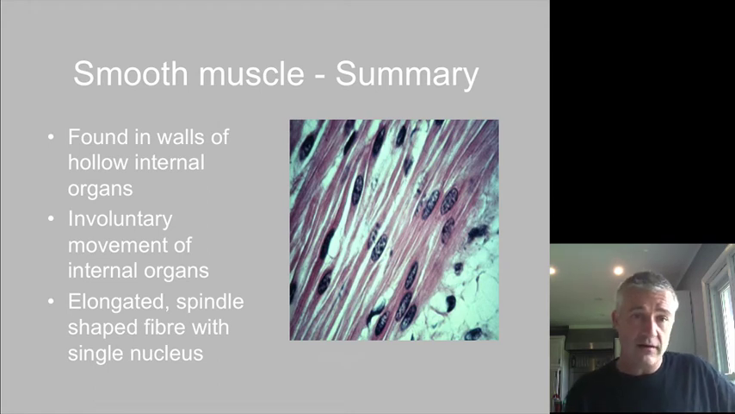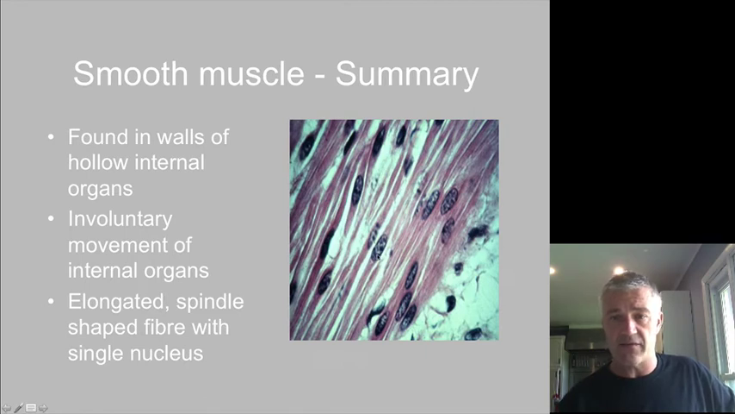And again, found in the walls of a lot of these organs, involuntary movement, spindle-shaped cells, again, can sometimes look like dense regular connective tissue, but again, should have all these centralized nuclei that help you tell this apart.